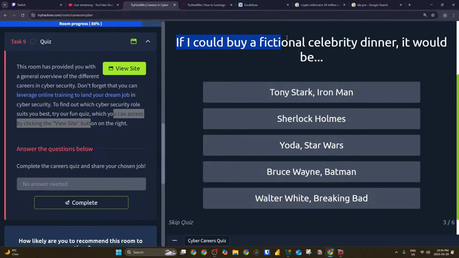If I could buy a fictional celebrity dinner, it would be Tony Stark from Iron Man, Sherlock Holmes, Yoda from Star Wars, Bruce Wayne from Batman, or Walter White from Breaking Bad. I haven't watched Star Wars or Breaking Bad, so I don't know about those characters. Not Sherlock Holmes. I would really like Tony or Batman. I would rather go with Tony, just because the multiverse is a pretty interesting concept.